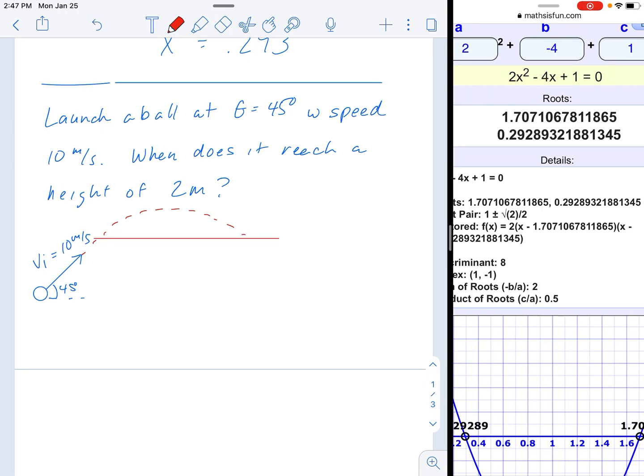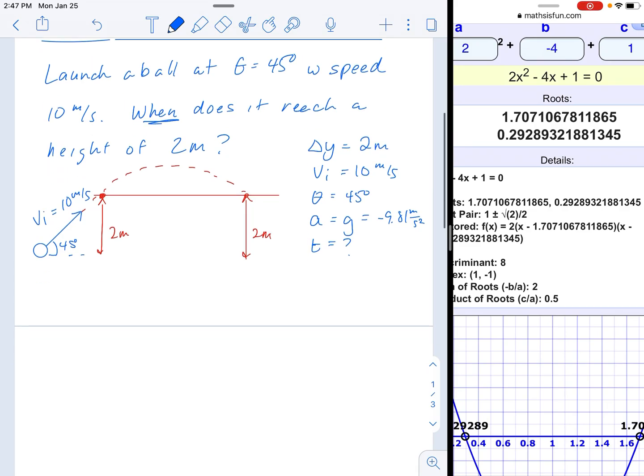Now, if the ball goes that high, it's going to hit 2 meters twice, on the way up and on the way down. So let's identify our variables here. We've got that delta y is positive 2 meters. We've got that the initial velocity is 10 meters per second. We've got theta, or our angle, is 45 degrees. We know that our acceleration is g, or negative 9.81 meters per second squared. And we want to know when. We want to know time.